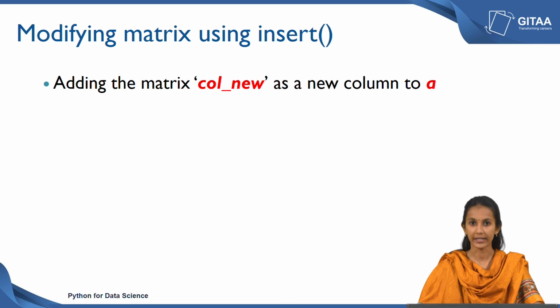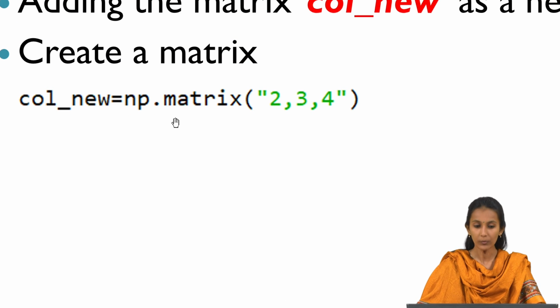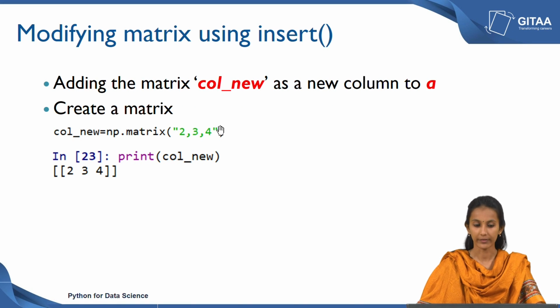So first we'll create a matrix column_new and we'll supply some values. In that it has values 2, 3 and 4. So when you print it, it returns the values which you have declared earlier. Let's see how to insert this matrix to the existing matrix A.